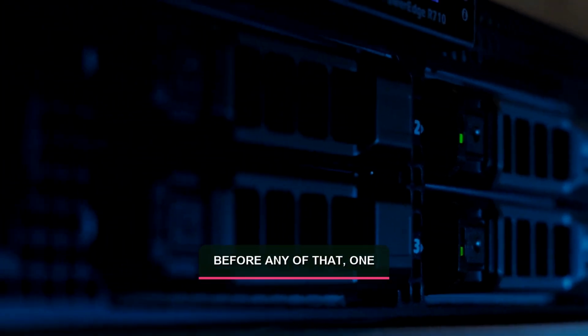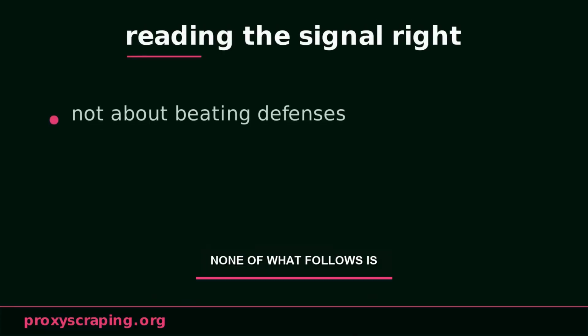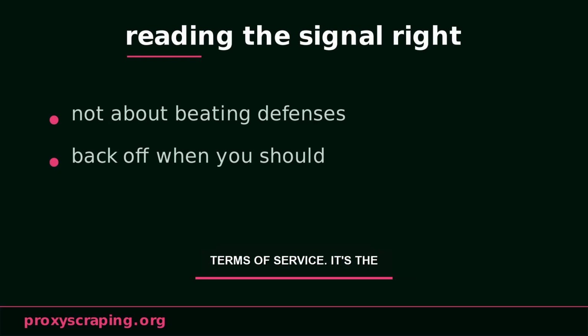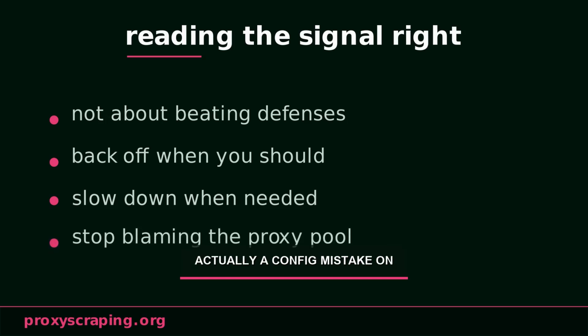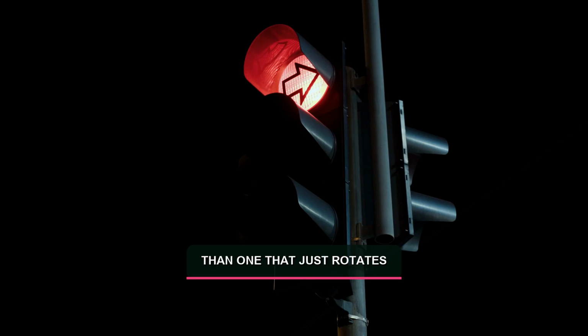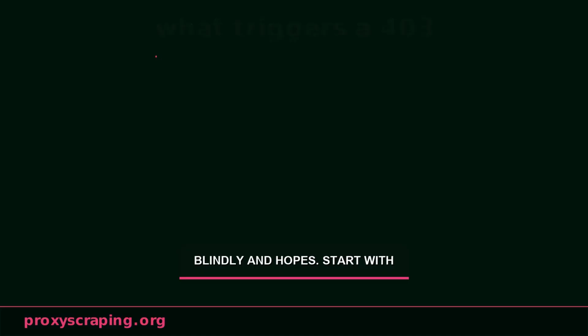Before any of that, one thing needs to be said plainly. None of what follows is about beating a site's defenses or finding a clever workaround for a CAPTCHA or a terms of service. It's the opposite. It's about reading the signal a target is sending you correctly so you can back off when you should, slow down when you should, and stop blaming your proxy pool for a problem that was actually a config mistake on your end. A scraper that respects what these codes are telling it stays inside a site's terms far more reliably than one that just rotates blindly and hopes.